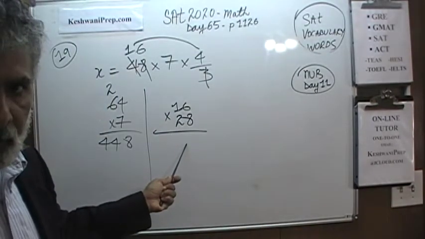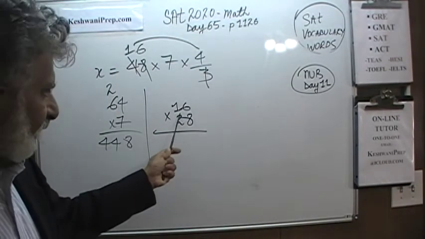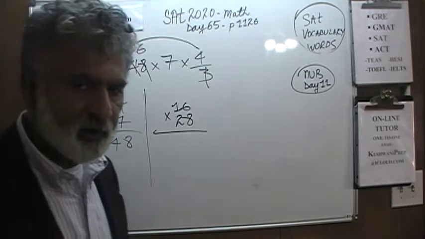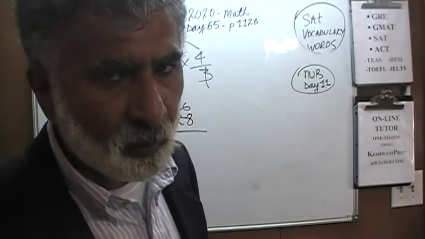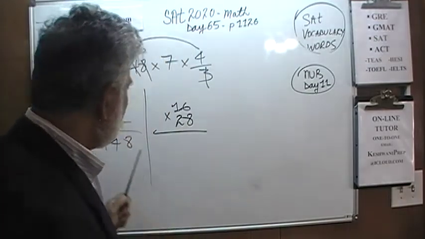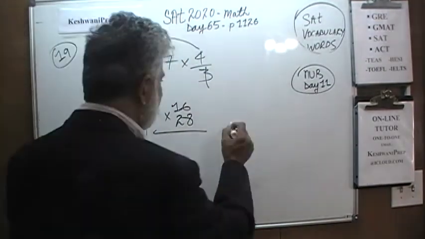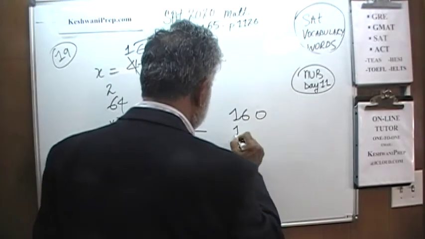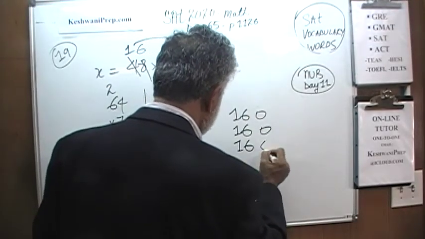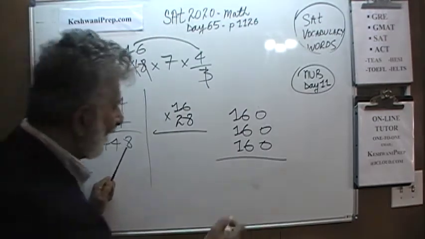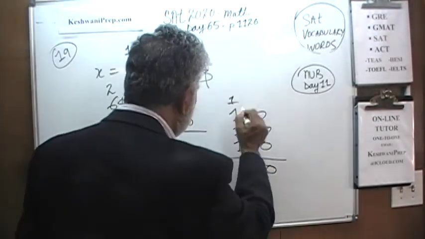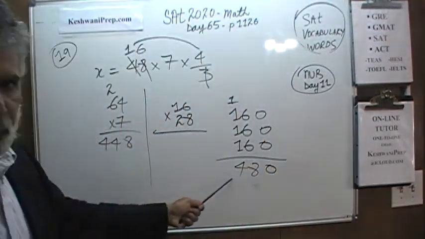So let's do that, shall we? Let me show you how to do it quickly. 16 times 28, as I told you before many, many times, precision is not required. What is required is clear thinking. So I'm going to show you how I'm going to do 16 times 28. 16 times 10 is 160. There we go. If we add them up, we get 480.